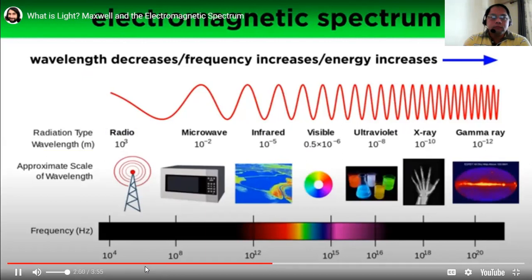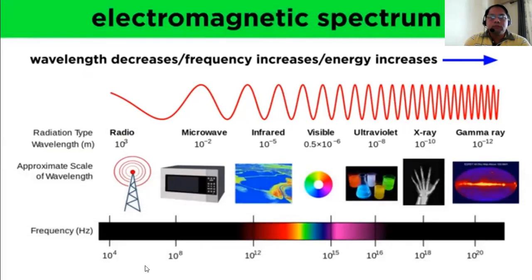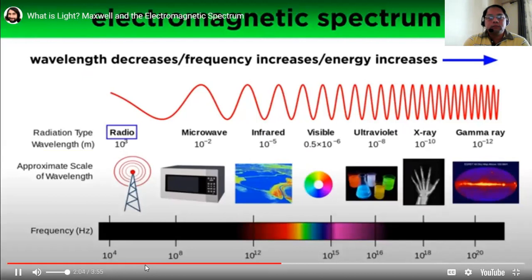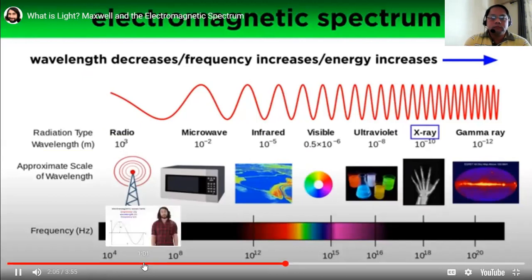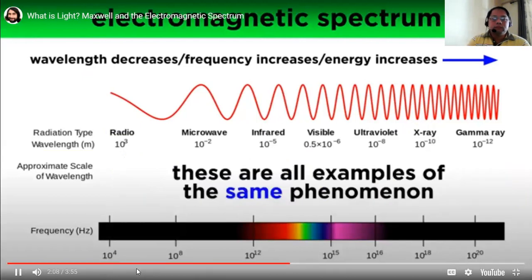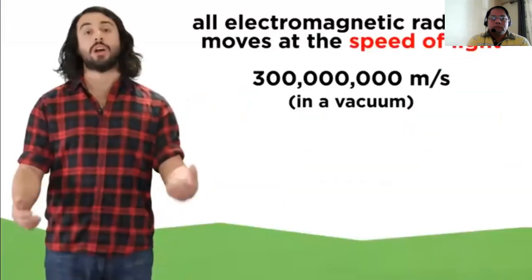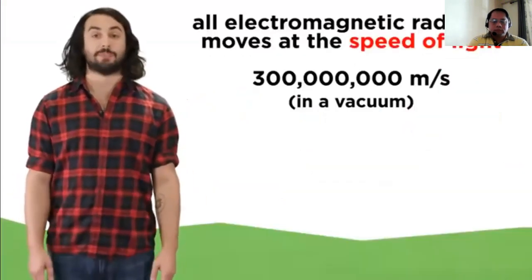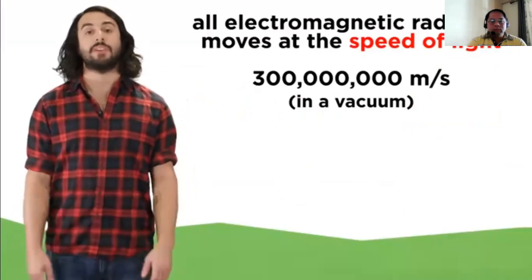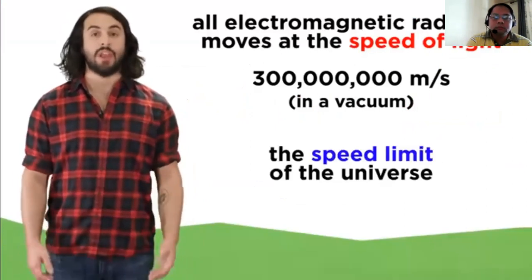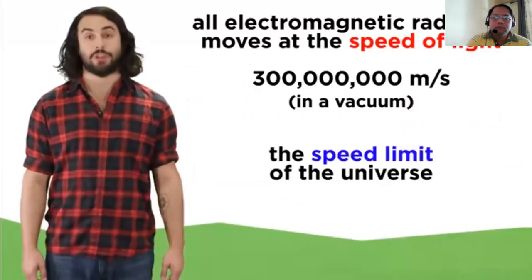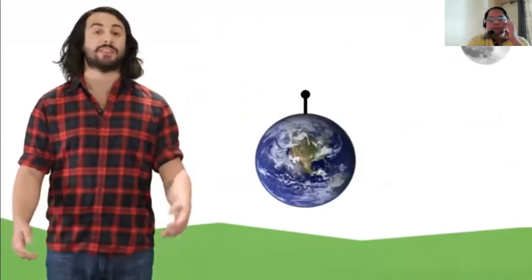Even though they seem dramatically different, some requiring things like antennas or other equipment to manipulate, all of them are fundamentally the same thing as the light you can see with your eyeballs. They are just of different wavelengths. All electromagnetic radiation moves at the speed of light, which is about 300 million meters per second in a vacuum, the fastest speed possible in the universe. This is fast enough to get from here to the moon in about a second.